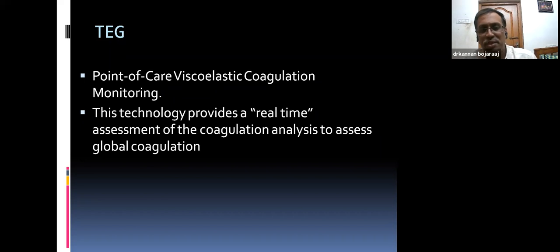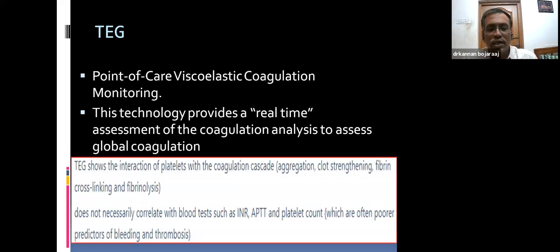It is a new technology that provides a real-time assessment of coagulation to assess the global coagulation. It will assess the platelets also, all the clotting factors, all the anticoagulants, and antifibrinolytic factors, all in a single test. It is real time, and it will give the results within a matter of 30 minutes. According to this, you can act. Whichever component is needed, you can correct immediately and the problem is settled.